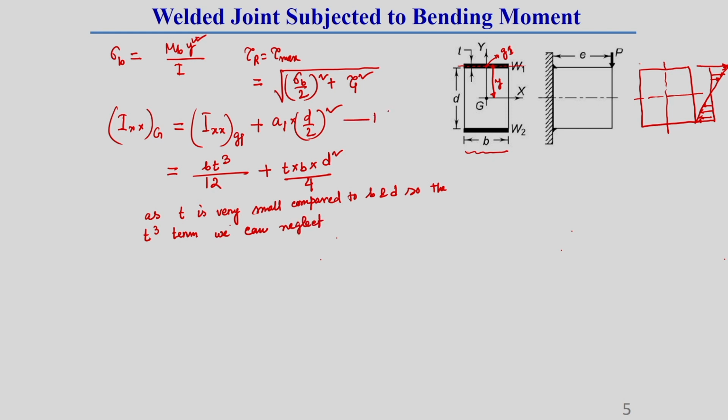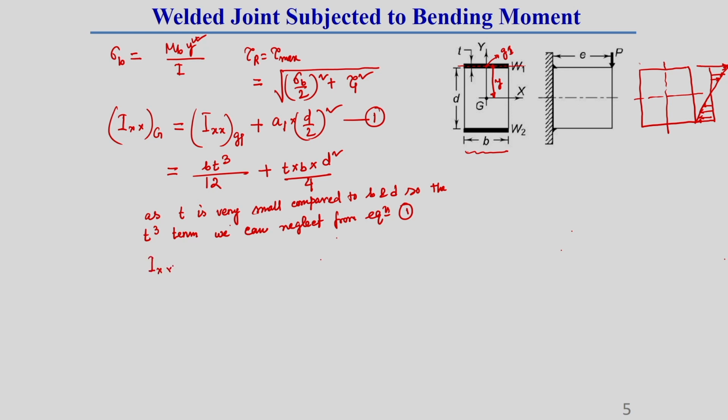We can neglect this from equation number 1. Let us say this is equation number 1 of the second moment of area, or moment of inertia you can say, about the CG of this weld. So, this is the CG of this weld. So, what can we get here?